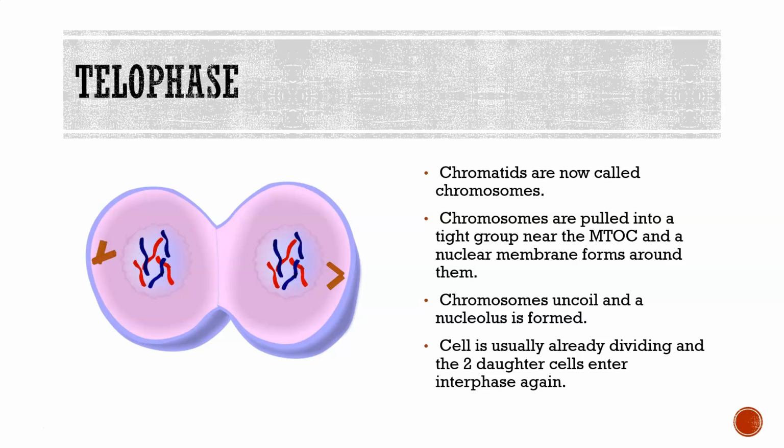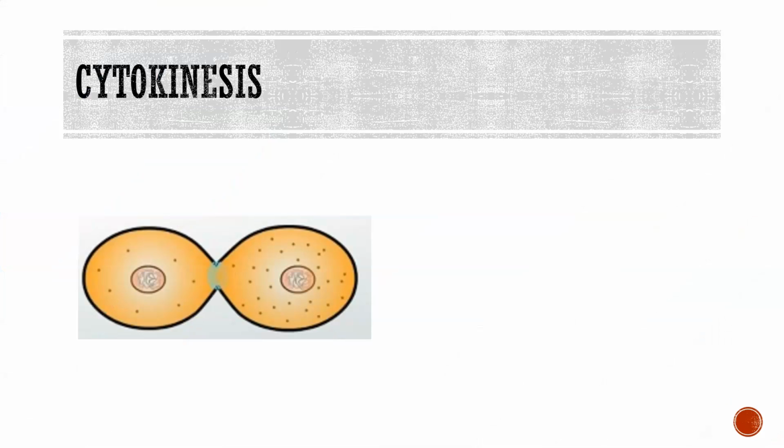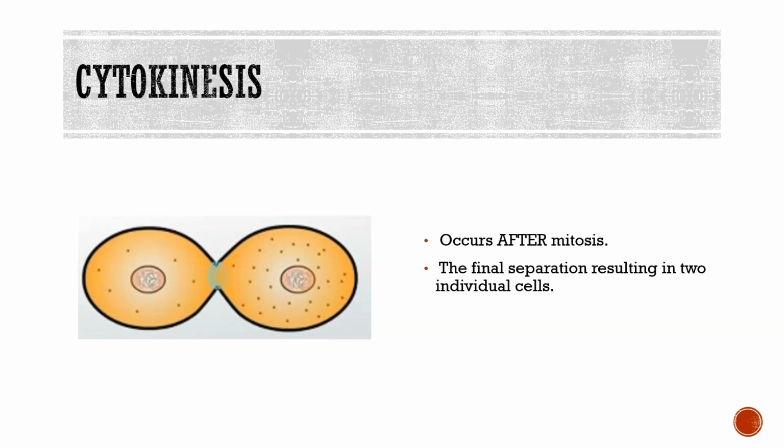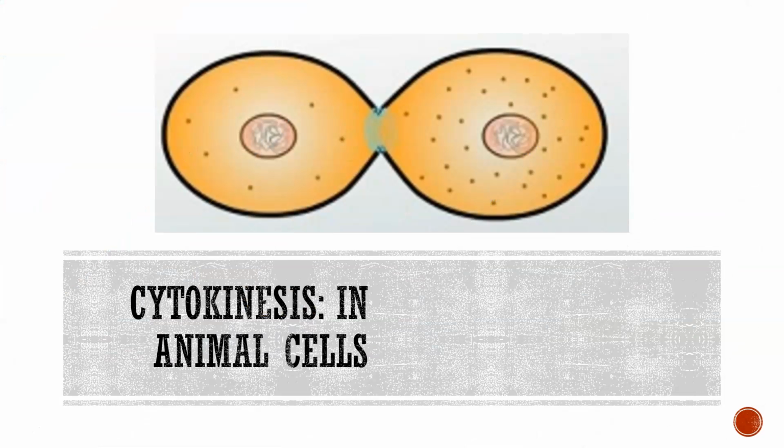The cell is now ready to enter interphase, where it could redivide, or cytokinesis can occur to make separate cells. This occurs after mitosis, and the final separation now has 2 cells. It is different in plant and animal cells.